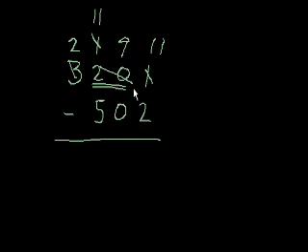11 is greater than 2. 9 is greater than 0. 11 is greater than 5. 2 is obviously greater than nothing below it. It's ready to subtract. 11 minus 2 is 9. 9 minus 0 is 9. 11 minus 5 is 6. And 2 minus nothing is 2. So 3,201 minus 502 is equal to 2,699.